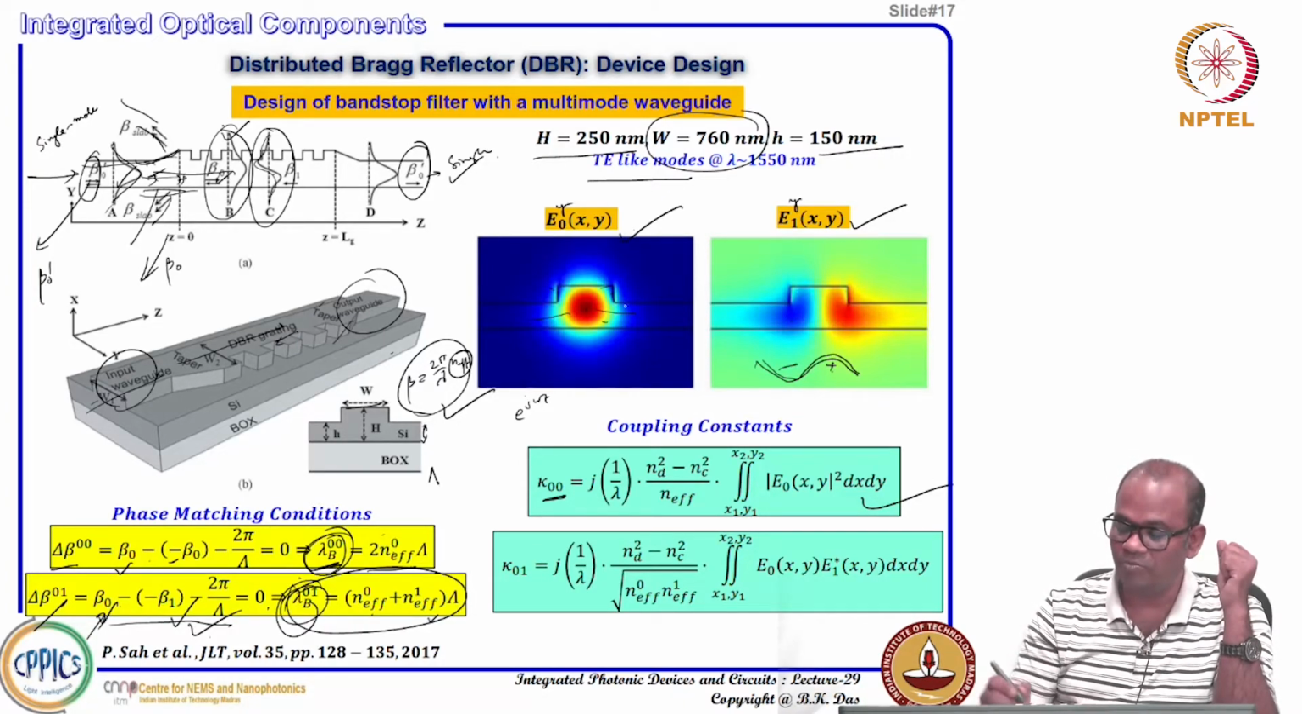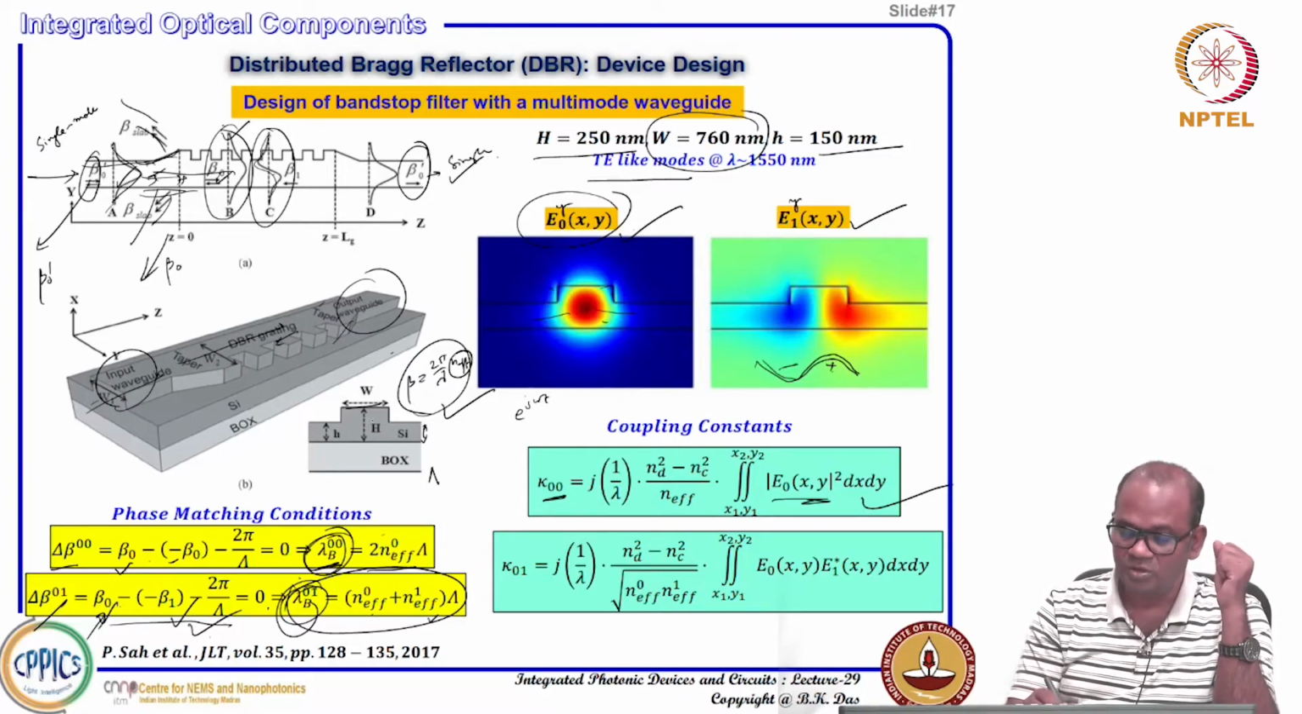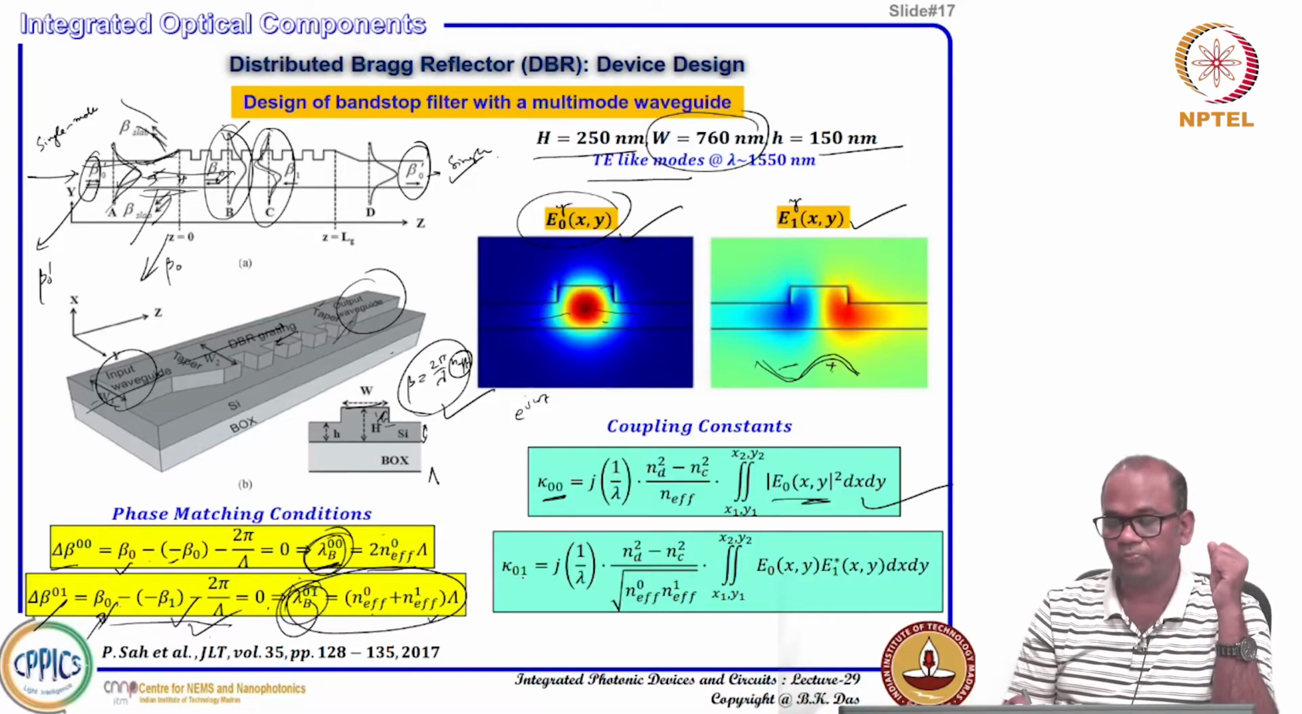If we know the fundamental mode in the grating region E0(x,y), you square it and then integrate one-sided from x1 to x2. If this region is perturbed periodically, that is what is mentioned, and you get kappa 0 0.